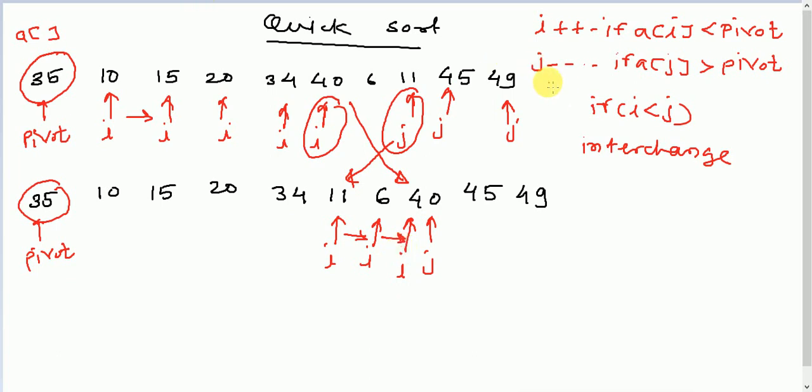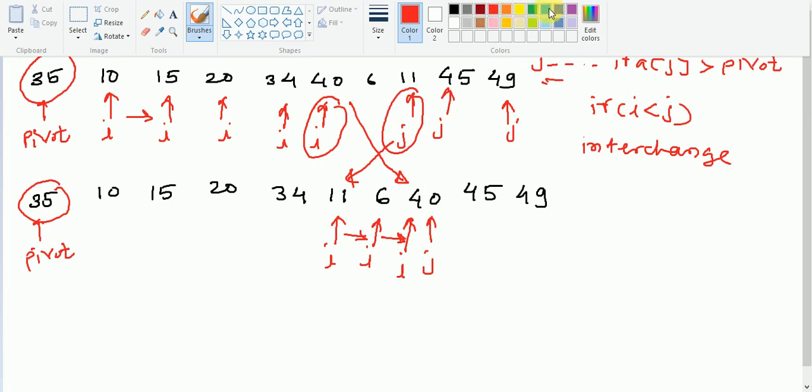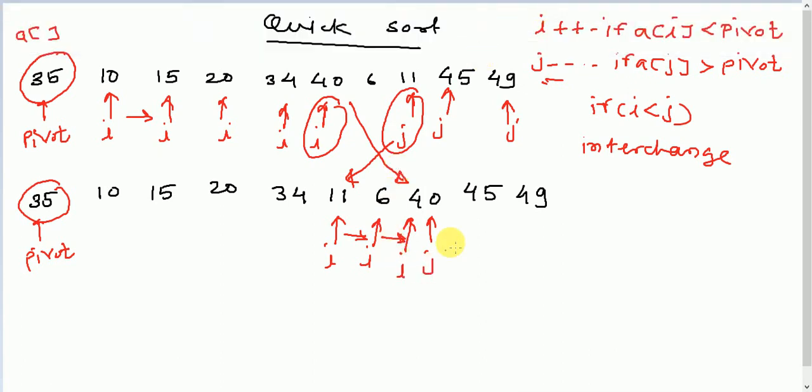Now again we will come to j and see the value of j. So j is pointing to 40. This 40 is greater than 35, so j minus minus. Now j will point to 6. We compare a of j, that is 6, with 35. Here 6 is smaller than 35, but I want the jth value to be greater than 35, so j will also stop.